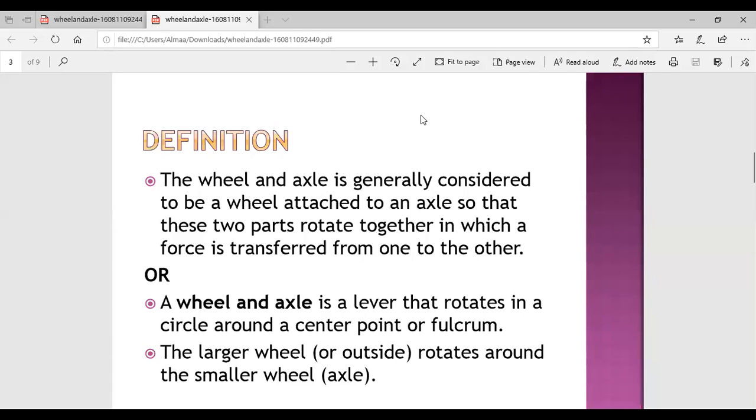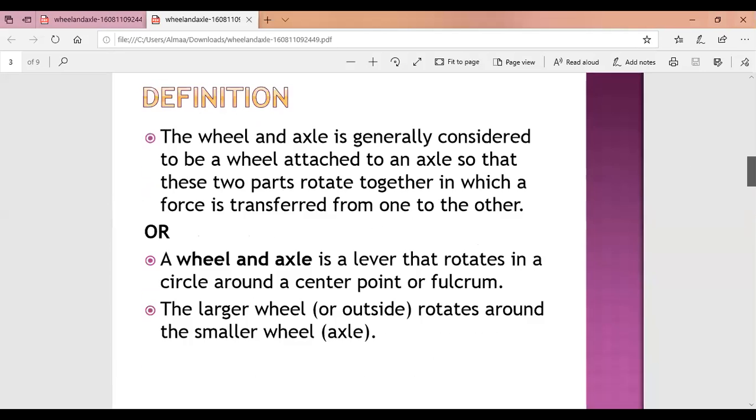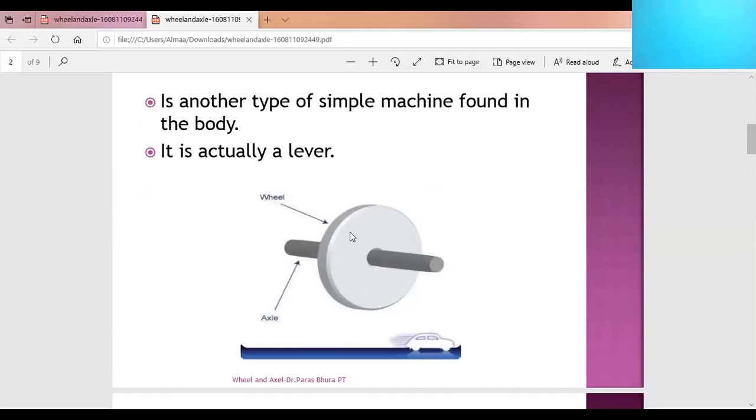And when the wheel is rotating, what else will also rotate? The axle, because the axle and the wheel are connected to each other. And when they are rotating in this way, this will produce movement. So you can see here, the axle and the wheel are connected. When the wheel is moving, the axle will move in the same way. So this is the kind of movement that we are talking about. You have the axle, you have the wheel, and both of them are rotating in the same way.